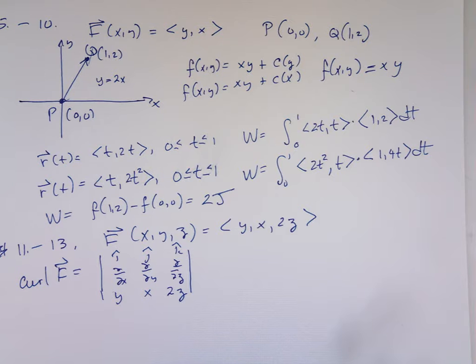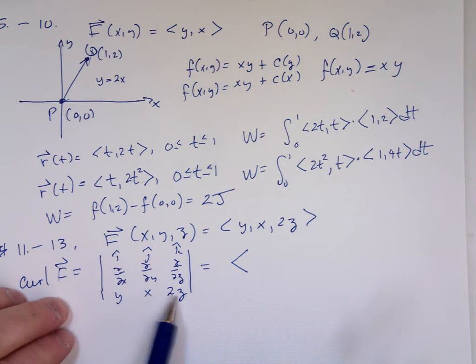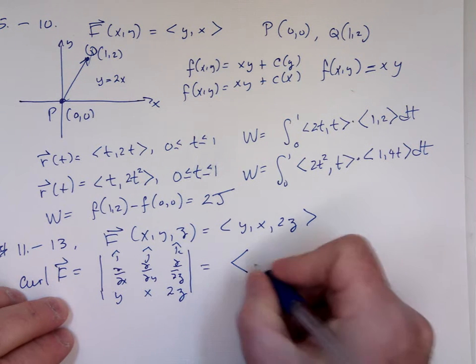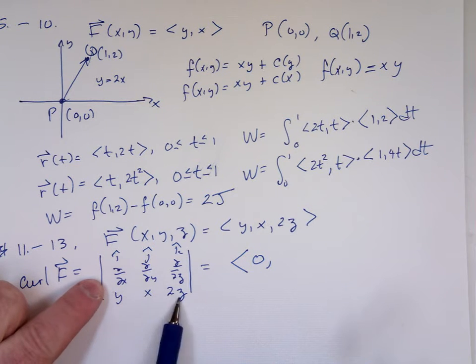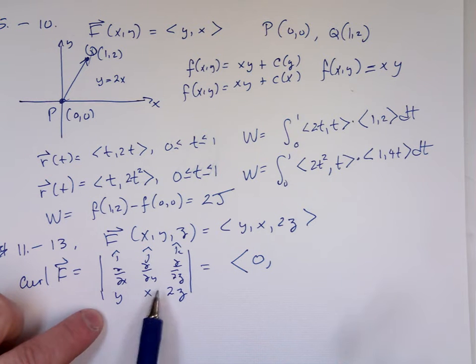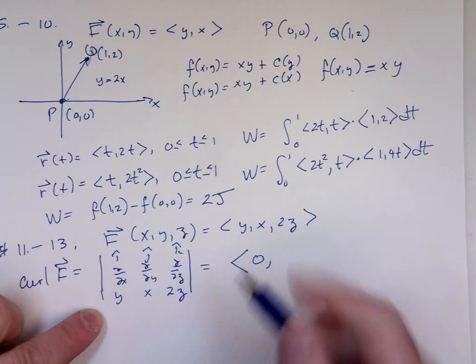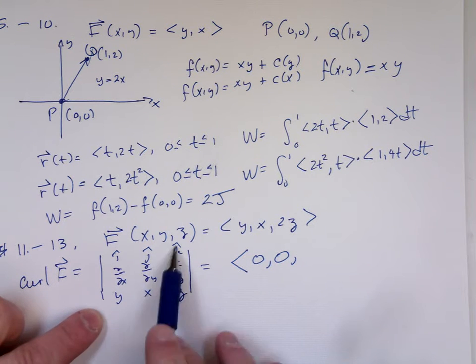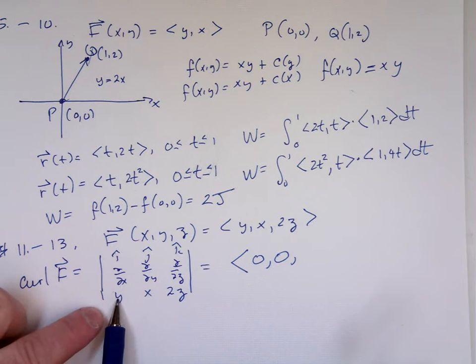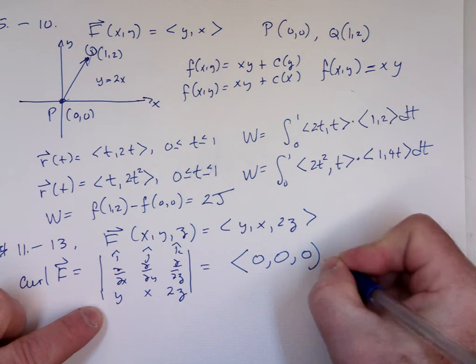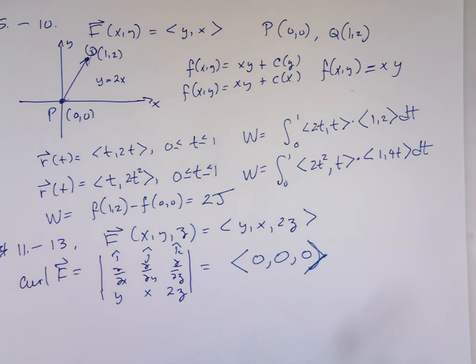Alrighty. So, find the curl. Here's what we do. Cross this out, cross this out. Partial of 2z with respect to y, 0. Partial of x with respect to z, 0. Cross this out, cross this out. Partial of 2z with respect to x, partial of y with respect to z, 0. 0, 0. Okay. Cross this out, cross this out. Partial of x with respect to x is 1. Partial of y with respect to y is 1. 1 minus 1 is 0. We have a curl that's identically 0.